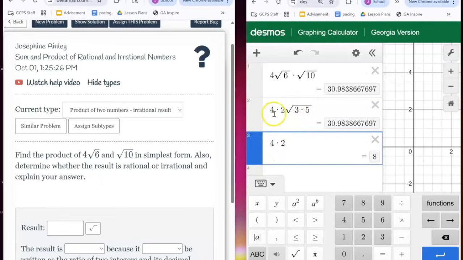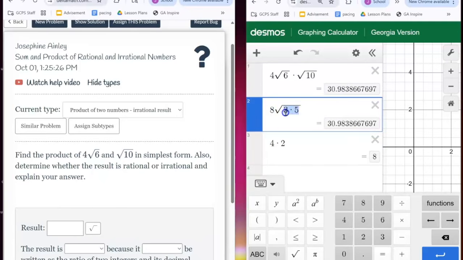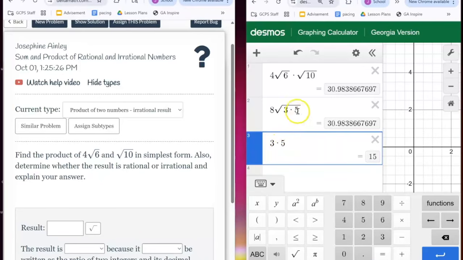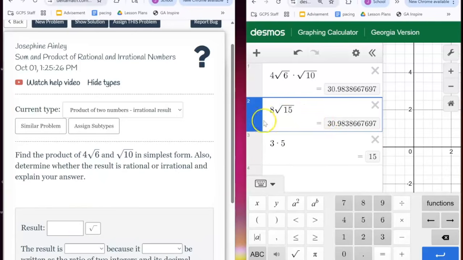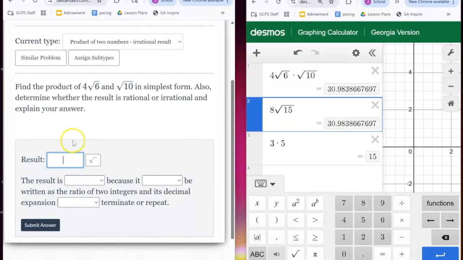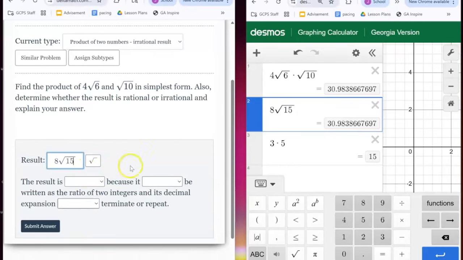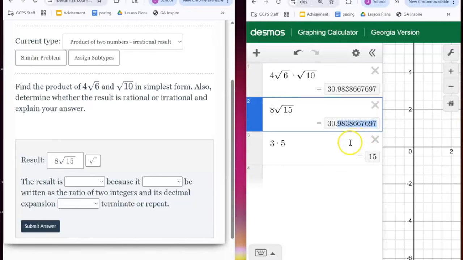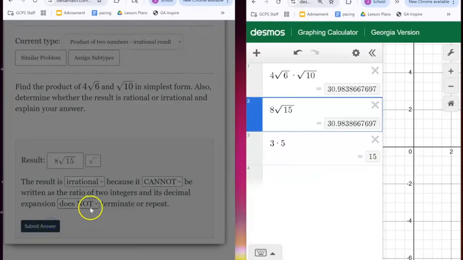Combine the outside with the outside, so 4 times 2 is 8. Combine the inside, 3 times 5 is 15. But if you don't know, you just copy and paste into the next line. The calculator will tell you. All right, am I still okay? Yes, I am. So this is my simplified answer, 8 radical 15. And again, what I'm looking for is, do you see the fraction? No. Looking at the decimal piece, is it repeating or terminating? No. So this is going to be irrational, because you cannot write it as a ratio of integers, and the decimal expansion does not terminate or repeat. Let's practice.